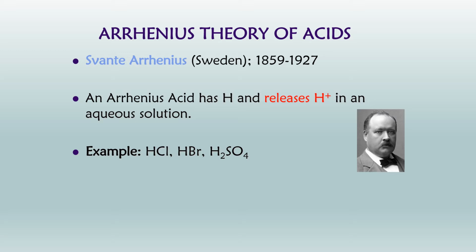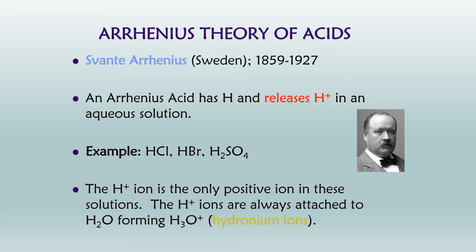And here are some examples. We have HCl, HBr, H2SO4. All of them have that hydrogen in them. And when they are in an aqueous solution, according to Arrhenius theory, they are going to let go of that hydrogen. And then that positive hydrogen ion is going to be the only positive ion in the solution.